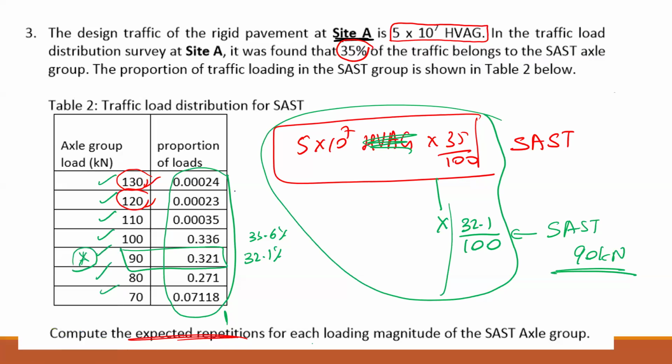So if you want to do this one, what you need to do? That will be 5 times 10 to the 7 times 35% times 0.00024. If you put this in the calculator, you get that number. Am I right? For the 130 kilonewtons. How would you put 34 over 100 days? Oh, the 30. Yes, you can put either 100 or else, that's the same thing.